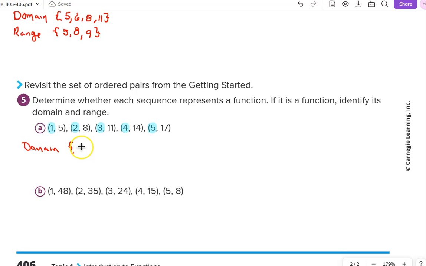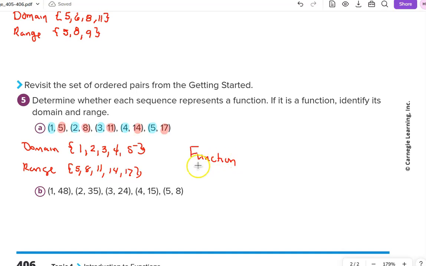So my domain is going to be all my inputs, 1, 2, 3, 4, 5. And then my range is going to be all my outputs. So my outputs are 5, 8, 11, 14, 17. And I want to keep them in order from least to greatest. So it's going to go 5. They already are in order. 8, 11, 14, and 17. And it is a function. And I know it's a function because I have only 1 output for every input. I don't have any repeated inputs.